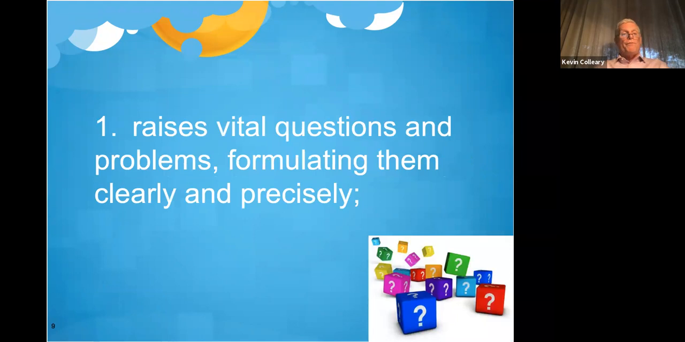So the first point is one of the most important, and that's the idea of questioning. People who are critical thinkers are able to raise questions, and are able to look at problems and formulate them or present them clearly and precisely. So this idea of raising questions and understanding problems is the first of the 5 elements, according to Paul and Elder, that a critical thinker does.